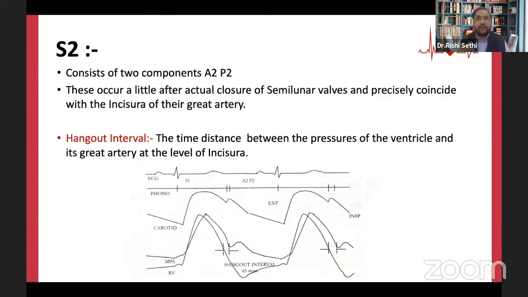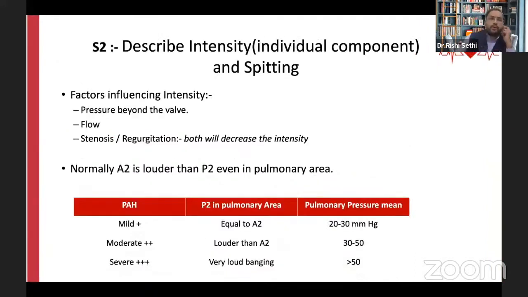So that's the definition, and even in pulmonary artery, when the pulmonary artery becomes stiff, as in cases of pulmonary arterial hypertension, just because it becomes less compliant, it is more stiff, therefore the hangout interval decreases, so P2 would start coming closer to A2 and the A2-P2 gap would be decreased. So while describing the S2, you have to describe individually the intensity of both the components and what the splitting is like.